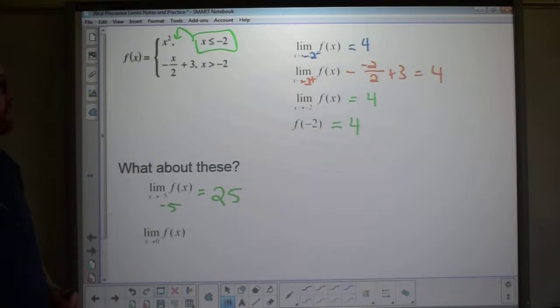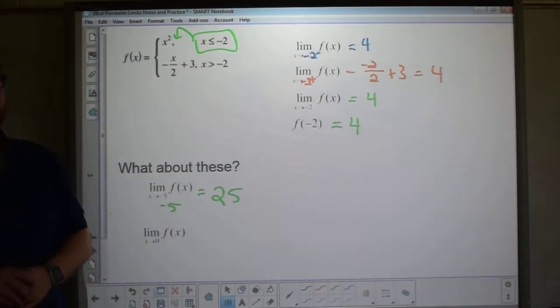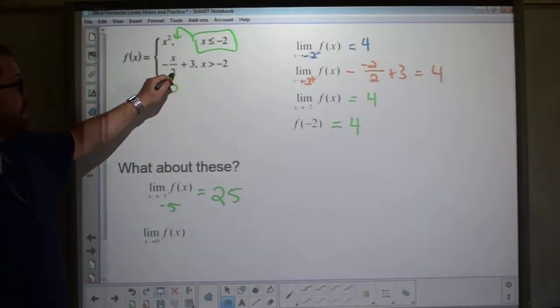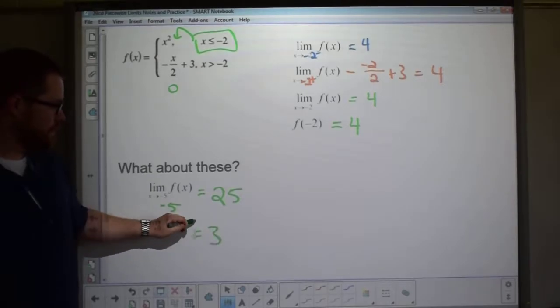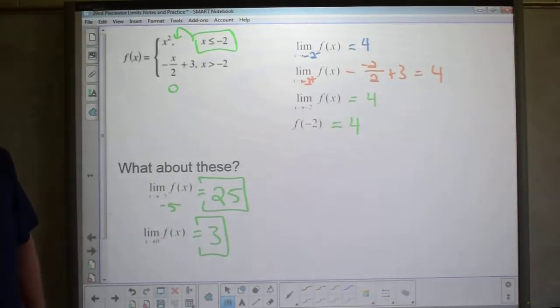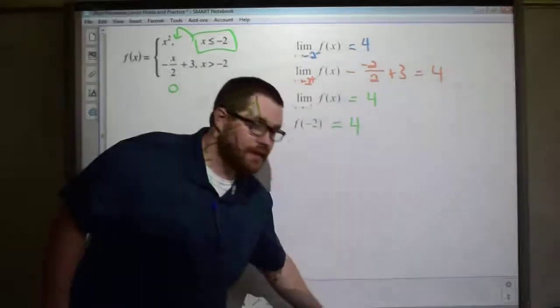How about the limit at 0? Well, that's also pretty easy. 0 isn't the point it connects. 0 is bigger than -2, which is the point it connects. So I'm going to plug the 0 in right there. 0 divided by 2 is 0, plus 3 is 3. So, don't always assume that I'm going to ask you the question about where they connect. I could also ask you what happens in the space on either side.